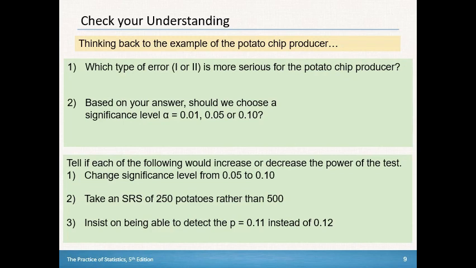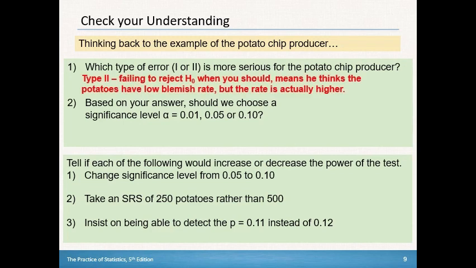So remember, type 1 error would be rejecting the null hypothesis when it's true. So that would be saying your sample suggests that the blemish rate is actually higher than 8% when it really is just 8%. Or the type 2 is you failed to reject it when it actually is higher, when the blemish rate is higher. All right, so I think we all agree that type 2, failing to reject it when you should, would be worse for the potato chip producer.